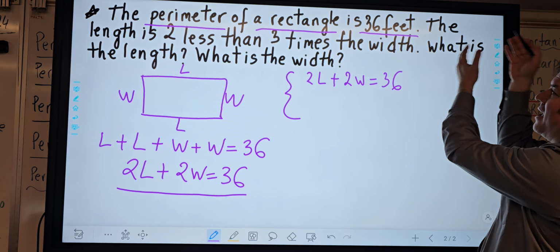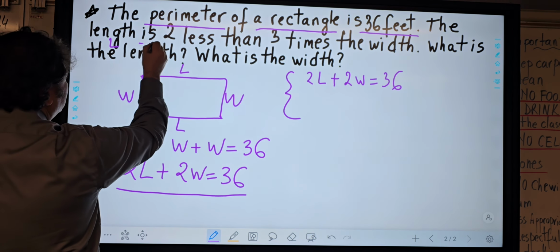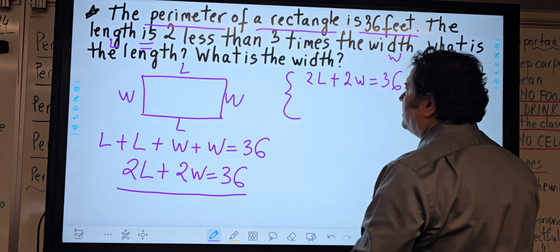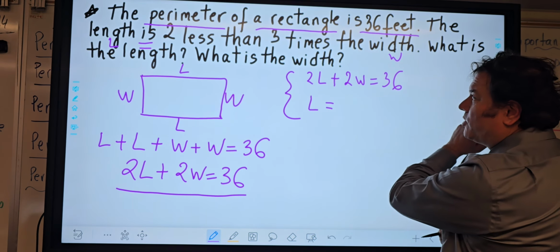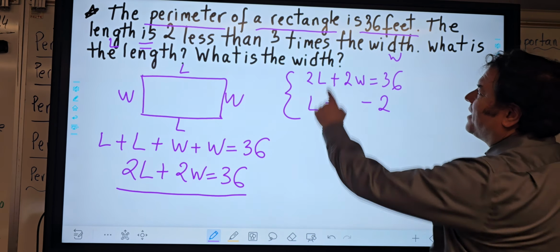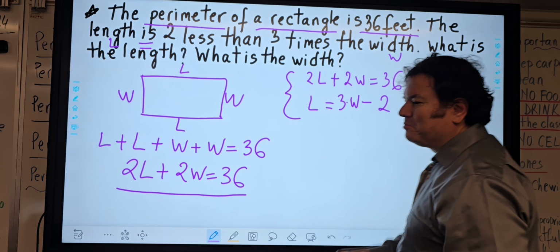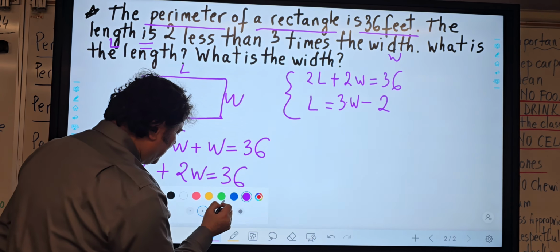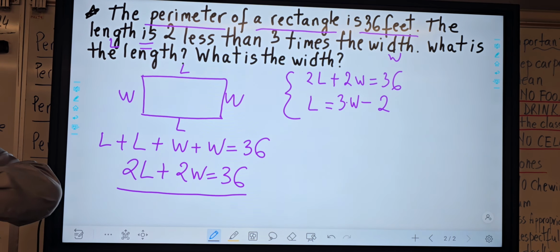Let's continue reading. The length, which is our L, the length is 2 less than 3 times the width, right? So the length is, in math, represented by equals 2 less than 3 times the width. Now we have the second equation in our system of linear equations. And now we can solve this system of equations by the substitution method.